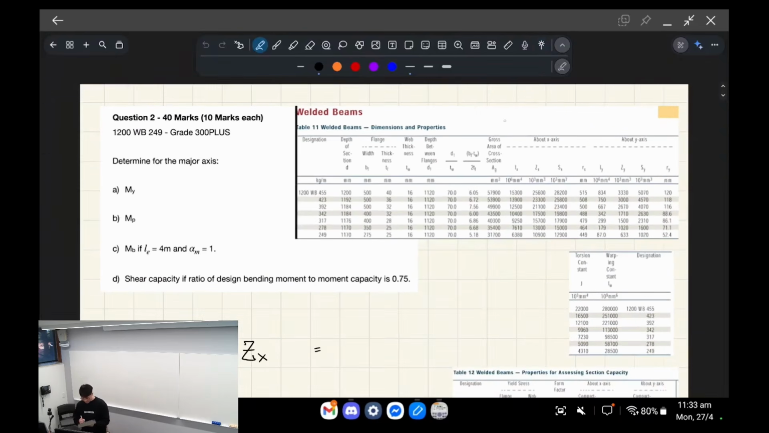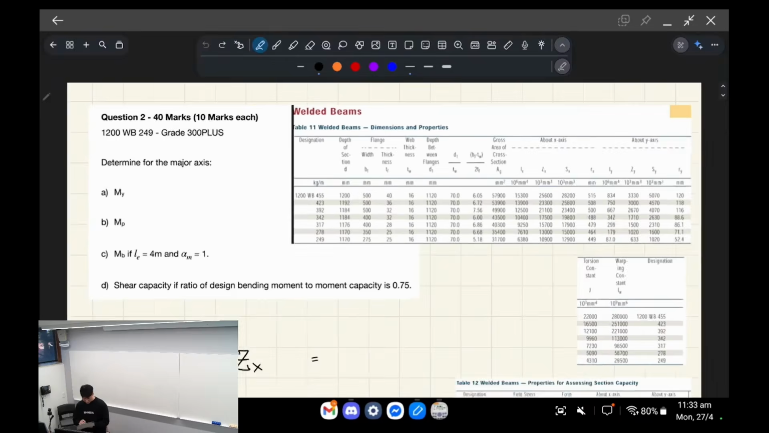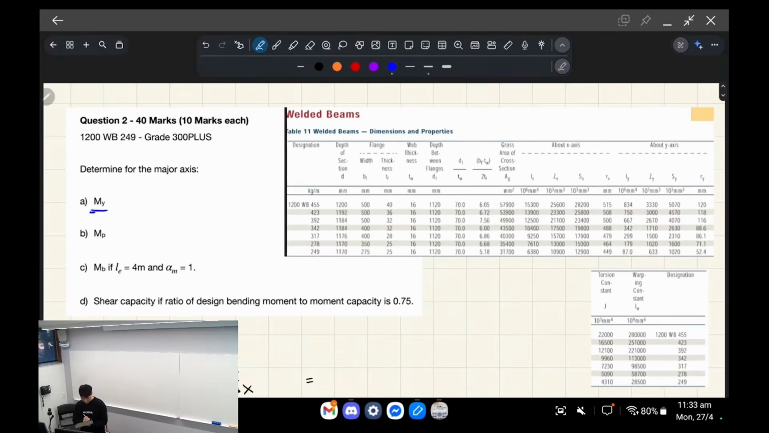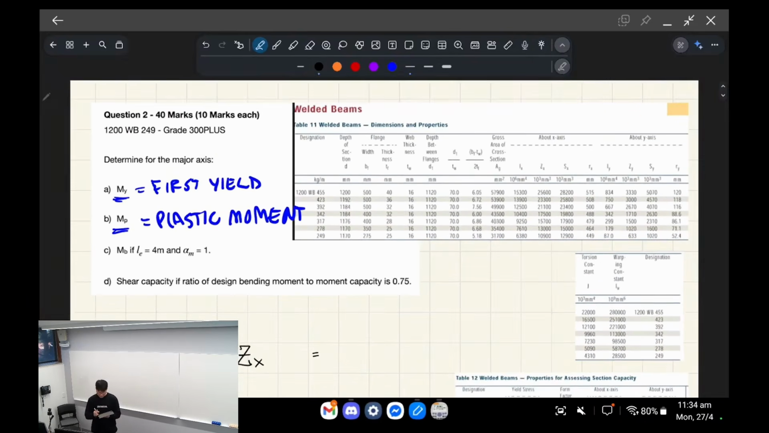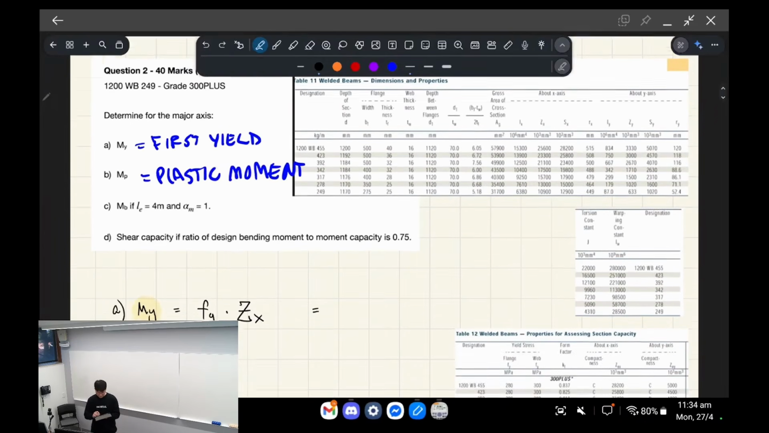So I've got little snippets from OneSteel. What they want is My, Mp, so that's your first yield moment, and that's your plastic moment. The lecturer is trying to see your understanding of these concepts because you can't directly get it off of OneSteel, even though it's a standard section. He's trying to figure out whether you understand how to read the table and then translate it into these parameters.